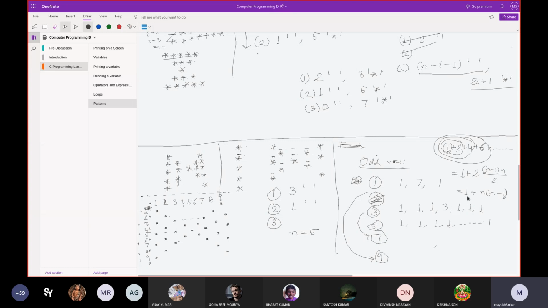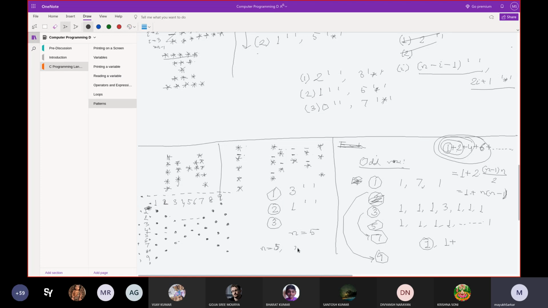Considering, I hope my calculation is correct, for n equal to 1, it is 1. At n equal to 2, it is 3. At n equal to 3, it is 7. And at n equal to 4, it is 13. So it's correct. But the only thing is that it is in the opposite direction. So in the first row, the number of spaces eventually is 1 plus, n is 5.